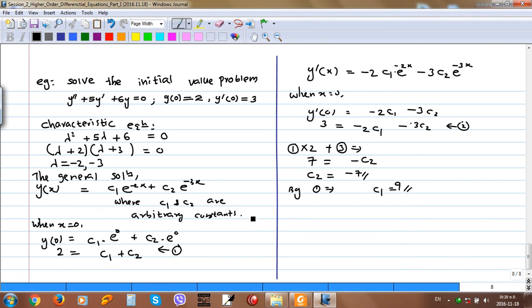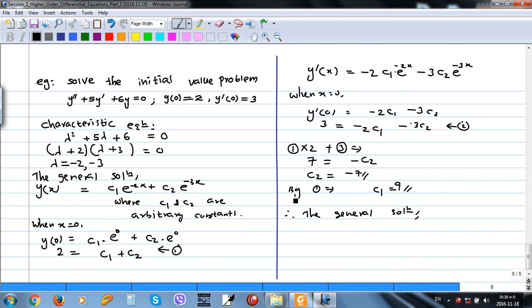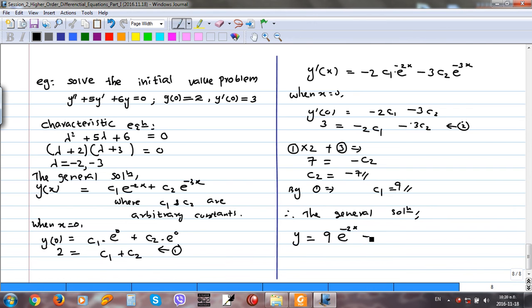Now, therefore, we can write the general solution again. Now we found the values of c1 and c2, so y equals c1, that means 9 e to the power minus 2x, plus c2 is minus 7, so we write minus 7 times e to the power minus 3x. So this is the answer if the question is given this way.